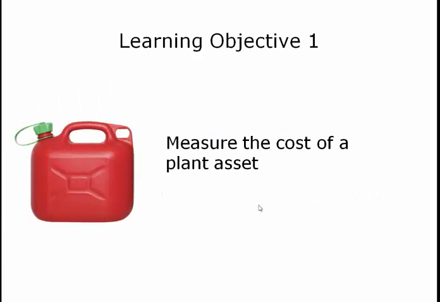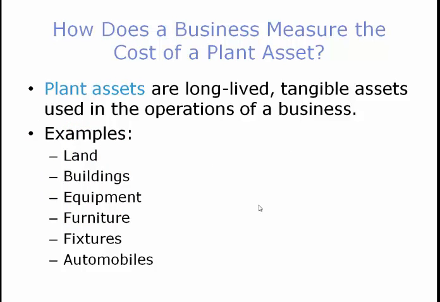Okay. The first thing we're going to talk about is how we measure a cost of a plant asset. And we look at different types of plant assets. A plant asset is a long-lived, tangible asset, which means that it has physical form and substance. You can see, you can hold, you can touch it. Examples of plant assets or tangible assets are land, buildings, equipment, furniture, automobiles. And you can think of more.